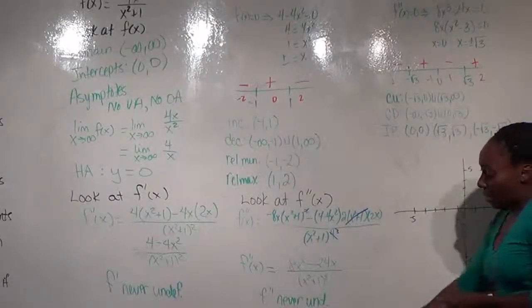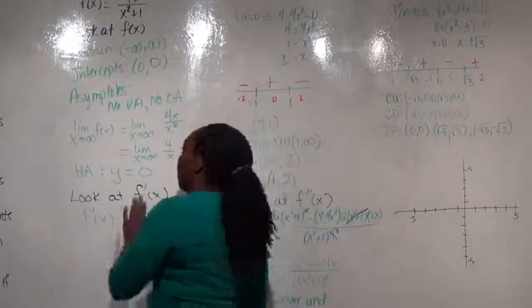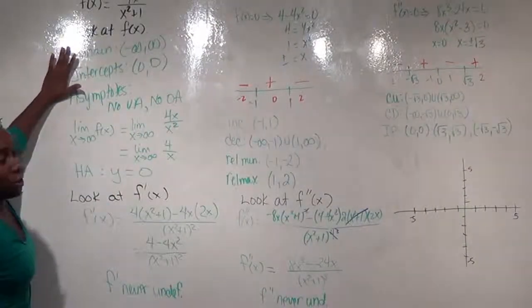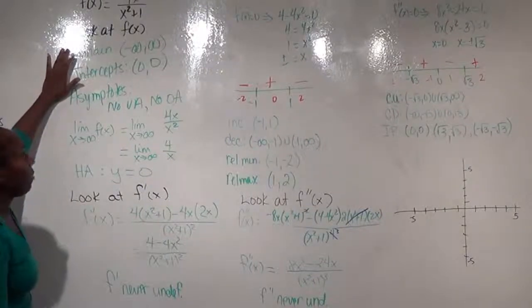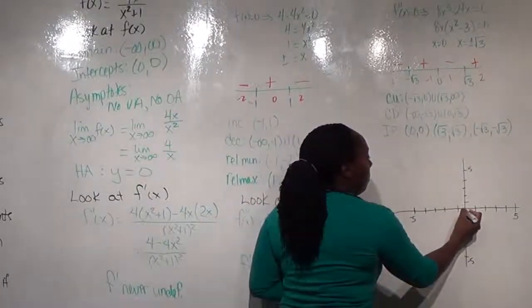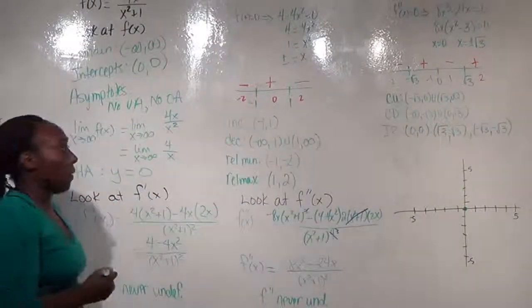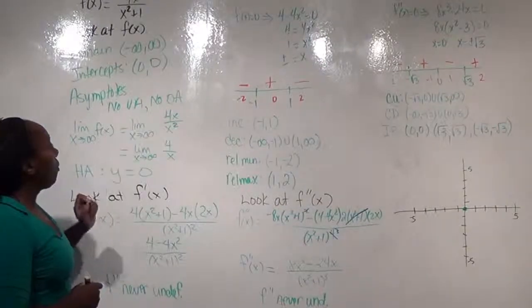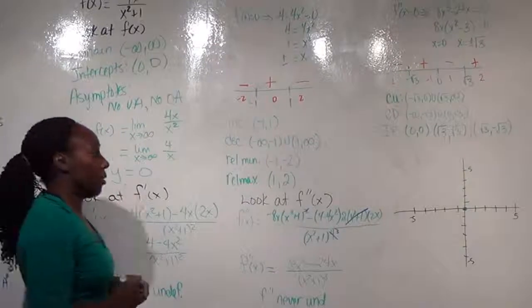Okay, so we're going to start back over here with the information from our function. The domain is all real numbers, so I don't have any vertical asymptotes. I know that there's an intercept here at 0, 0. I'm going to make my intercepts big so that you can see them on there. No oblique asymptotes, but I do have a horizontal asymptote at y equals 0.